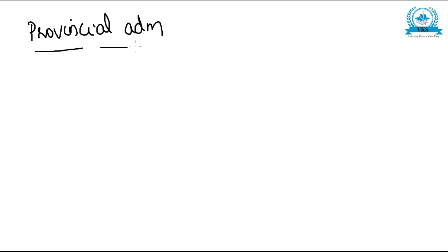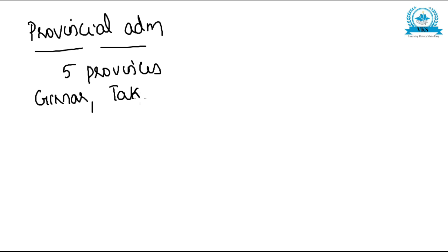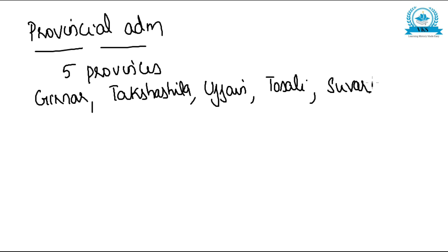If we see the case of provincial administration, the Mauryan Empire was divided into 5 provinces. The capitals of these 5 provinces were Girnar, Takshashila, Ujjain, Tosali, and Suvarnagiri. So it was divided into 5 provinces, and the capitals were Girnar, Takshashila, Ujjain, Tosali, and Suvarnagiri.